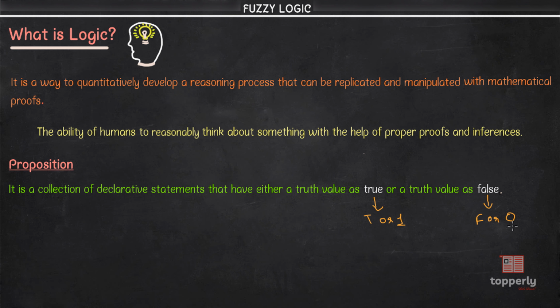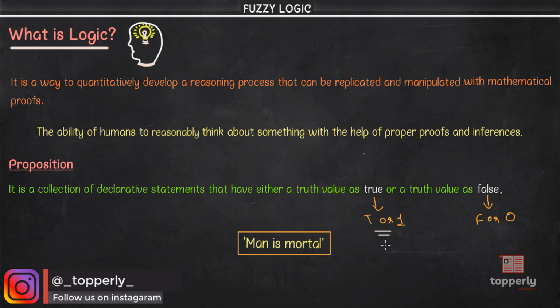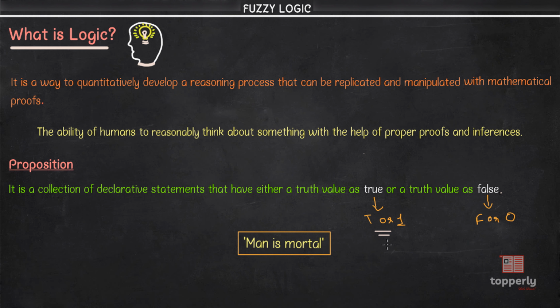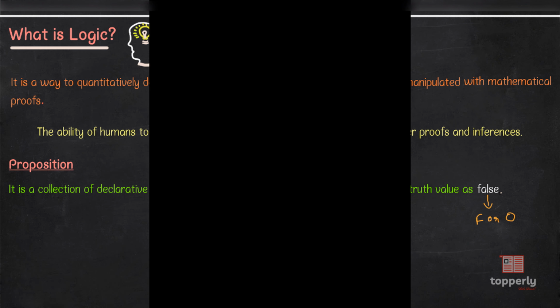An example of a proposition: suppose we have the statement, man is mortal. This will return a truth value of true, or 1, because man is indeed mortal. So, this is how a proposition works. It's just a statement that has a truth value given by T or 1, or a false value given by F or 0. Now that we have understood what propositions are, let's move on to classical logic. So let's begin this lecture.